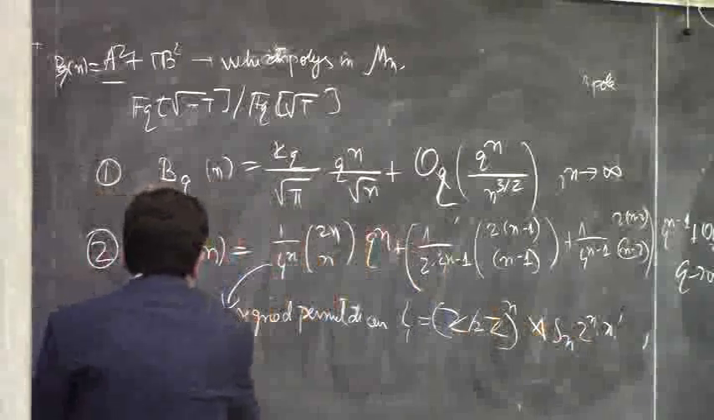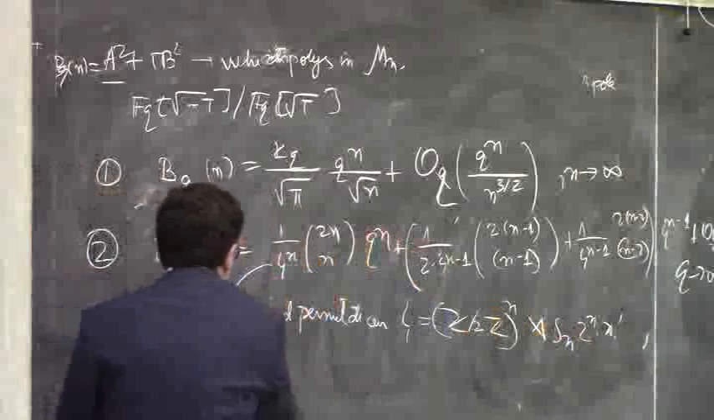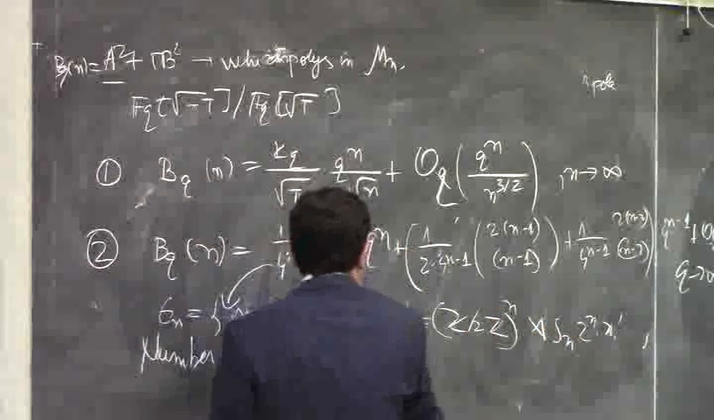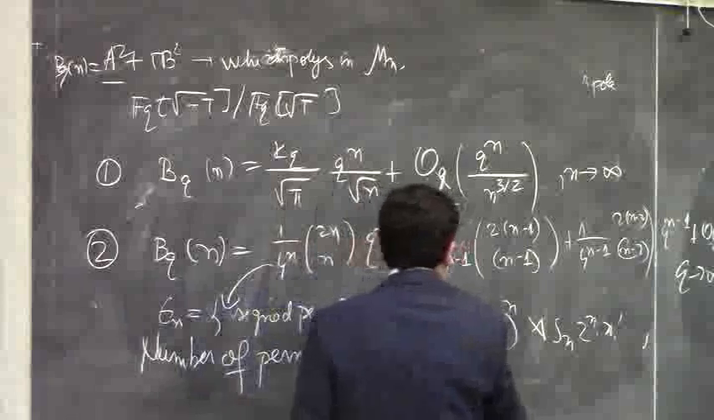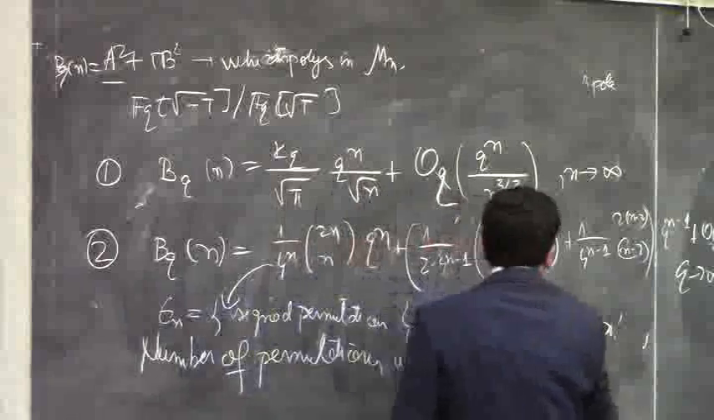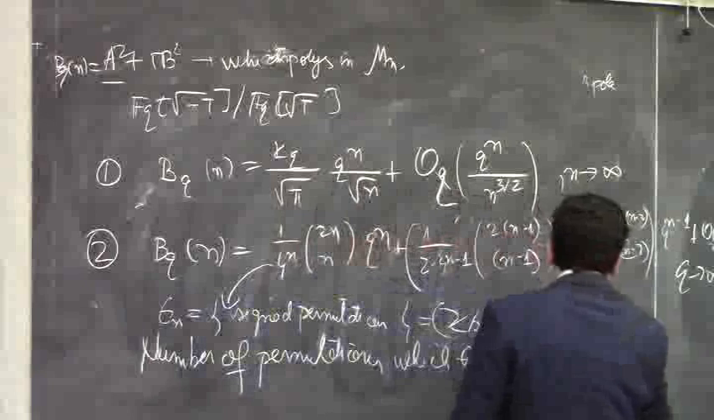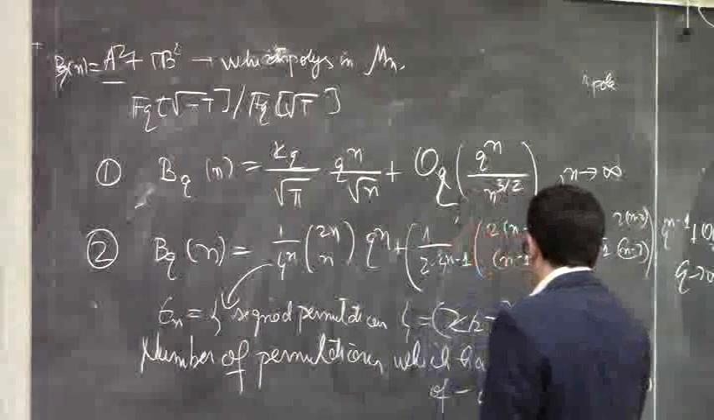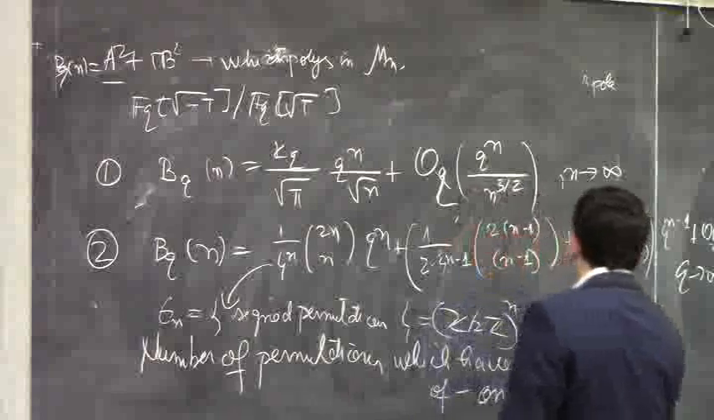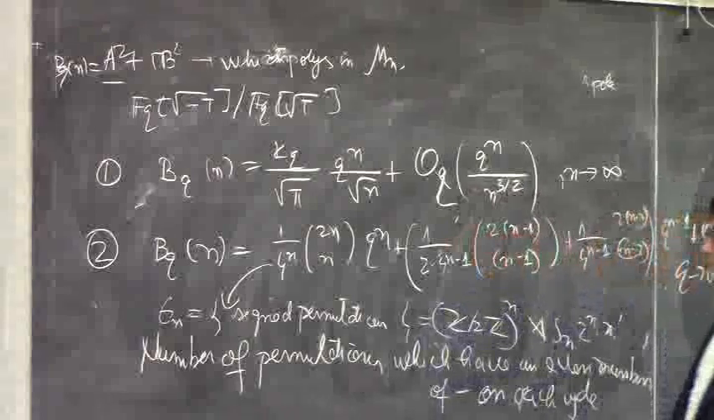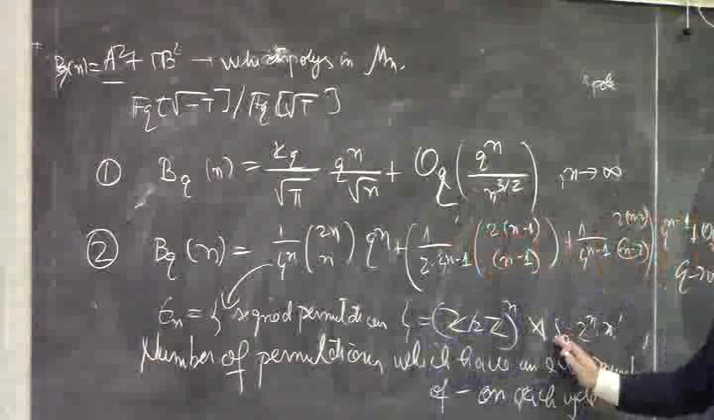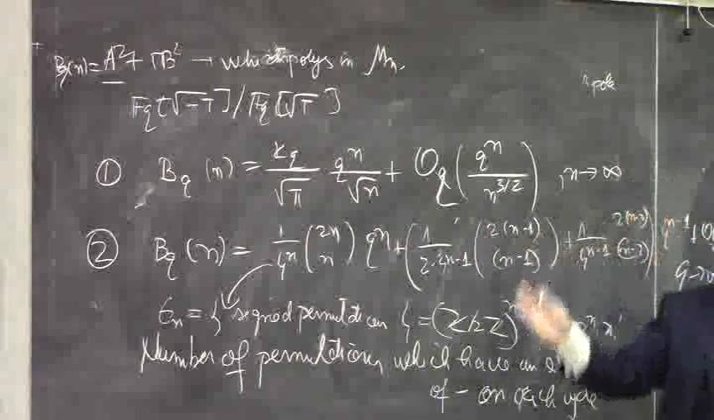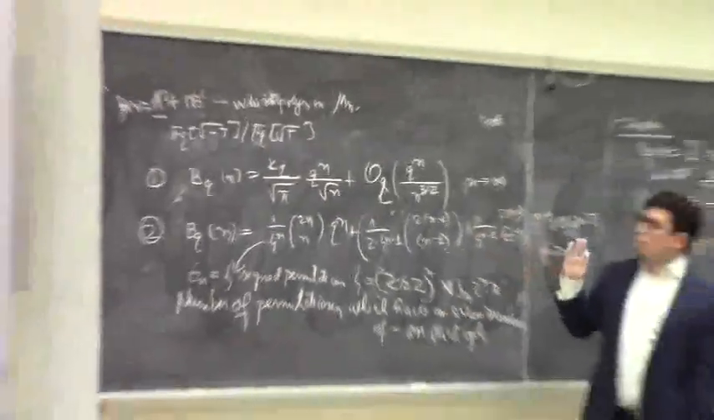you end up with the number of permutations which have an even number of minuses on each cycle. So again, when I say cycle, because you have the S_n, there's an S_n decomposition, and now basically your cycles are decorated.